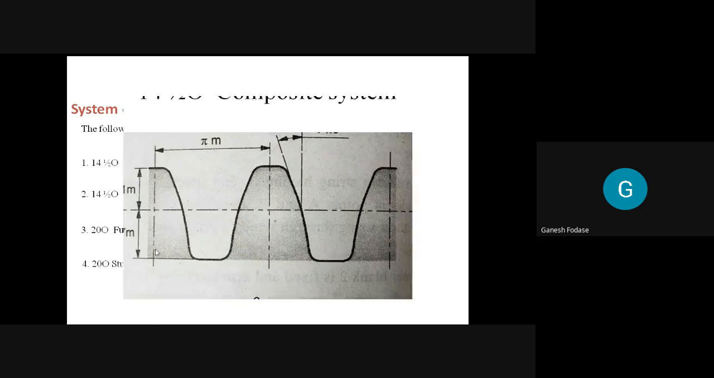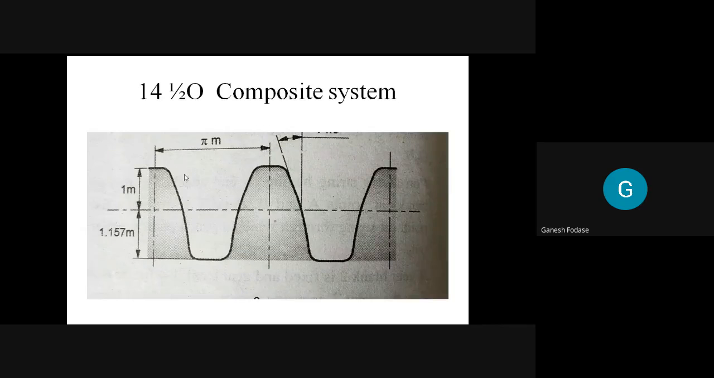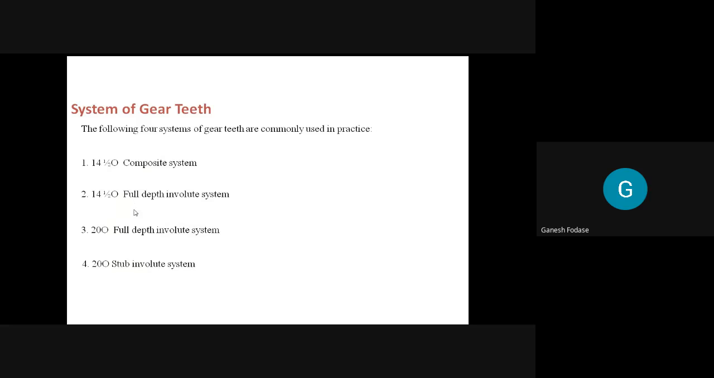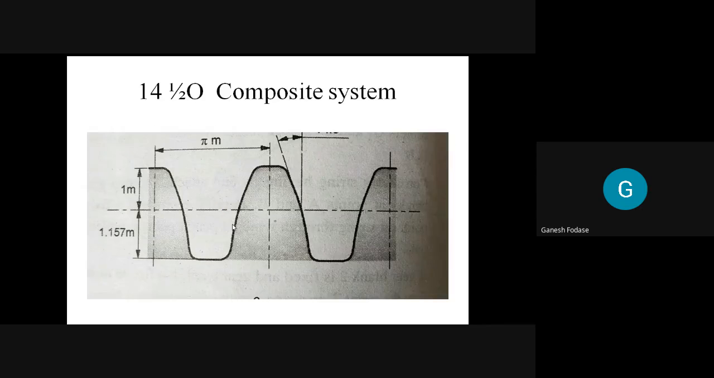So this one is the first type, that is 14.5 composite. Now what does composite mean? Composite means this gear tooth profile consists of a combination of involute and cycloid. At the top, these portions are curved, while in between it is a straight portion. So the middle portion is involute profile, while the upper and bottom portions are cycloid. As it is a combination of involute and cycloid, it is called a composite system, and the pressure angle is 14.5 degree.